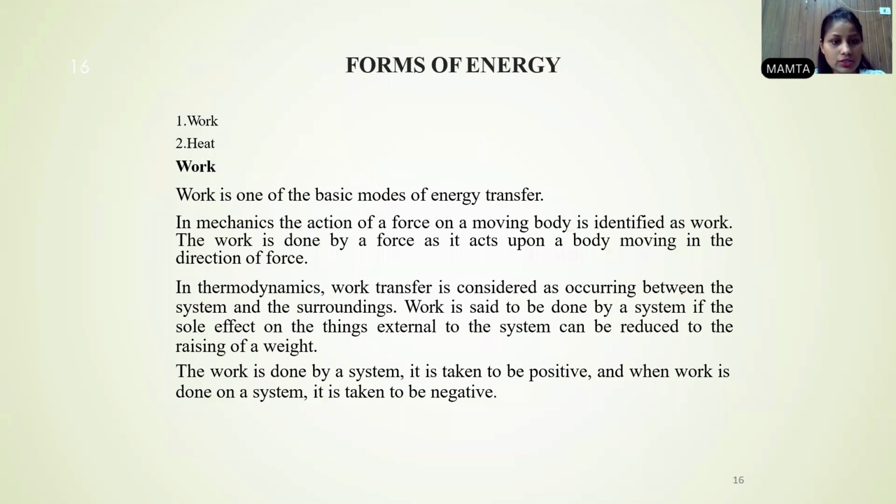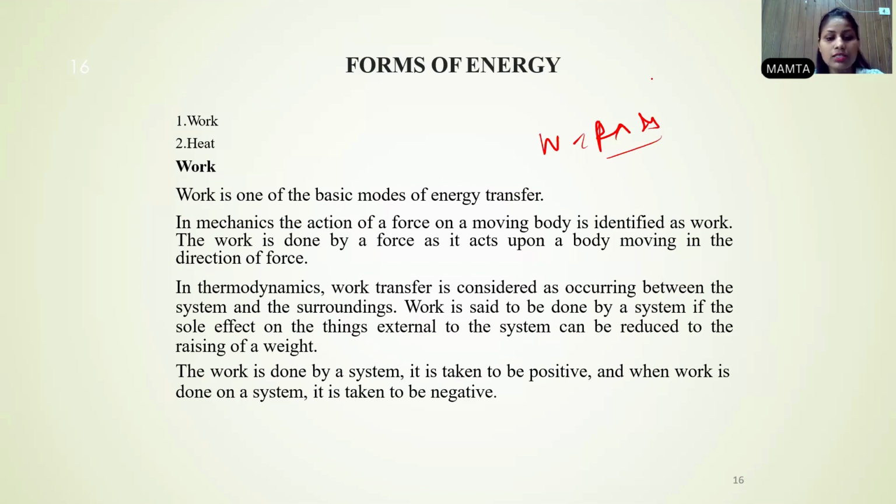Now, these are the forms of energy: work and heat. Work is one of the basic modes of energy transfer, when the action of a force on a moving body is identified. Work is done by a force when it acts upon a body moving in the direction of the force. Basically, work is force times distance. Force is applied to a body when it travels some distance. In thermodynamics, work transfer is considered as occurring between the system and the surroundings. Work is said to be done by a system if the sole effect on things external to the system can be reduced to the raising of a weight.